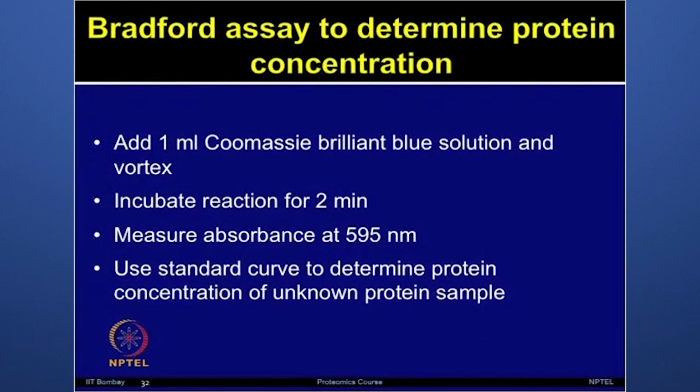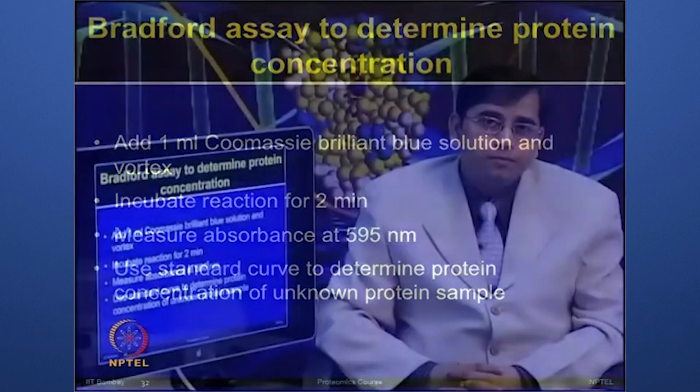Now, you can add 1 ml of Coomassie brilliant blue solution and vortex it. After that, one can incubate it for 2 minutes, so that the color can be developed, and then it can be measured for absorbance at 595 nanometers. Then you can use the standard curve to determine the protein concentration of the unknown protein sample.